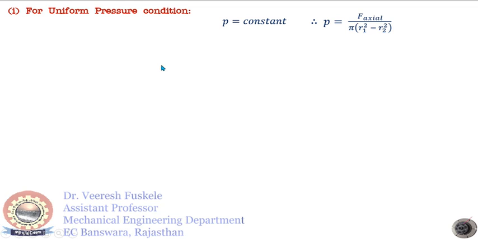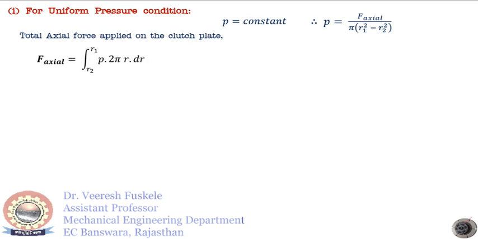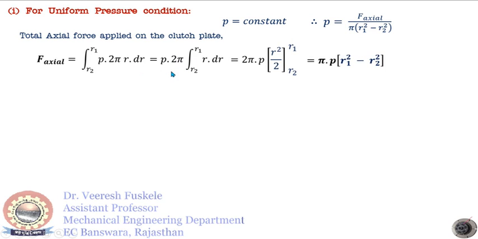Now integrating the axial force or the normal force between the limits of the inner radius r2 and the outer radius r1, we get the actuating force that needs to be applied to transmit the torque. So total axial force applied on the clutch plate will be integration from r2 to r1 of p 2 pi r dr. So p is constant, so we take it outside. So p into 2 pi will be taken outside. So it will be integration from r2 to r1 of r dr. So integration of r dr gives us r square upon 2.